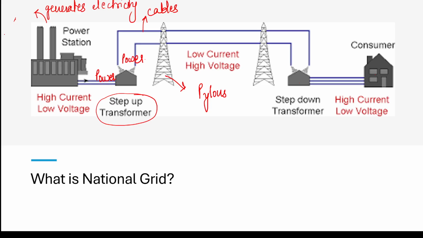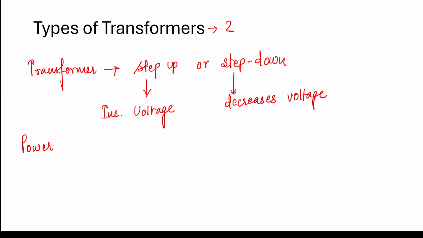So if the power going in is at high voltage, the current decreases. So increasing voltage means it decreases current because the power is constant. Now this one, if it is decreasing voltage but again the power is constant, what would happen to the current? Yeah, you're right, it increases current.